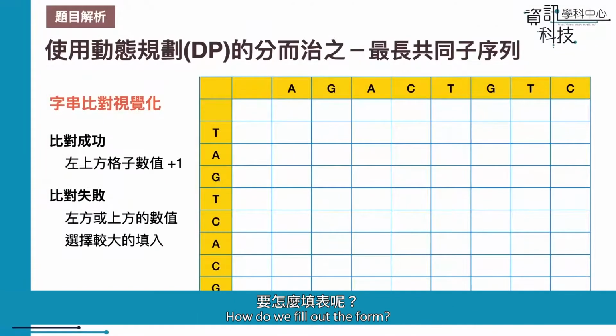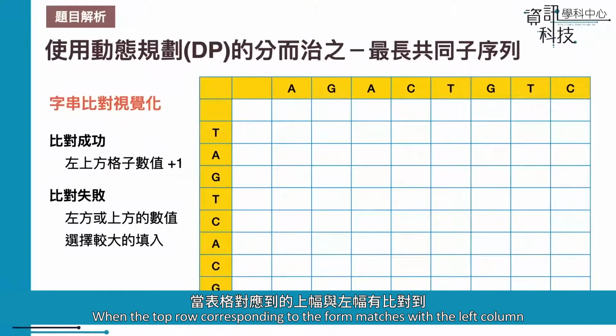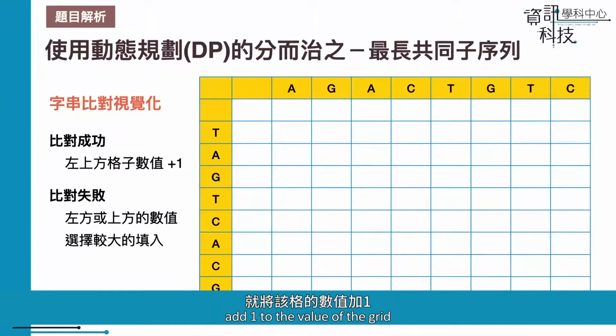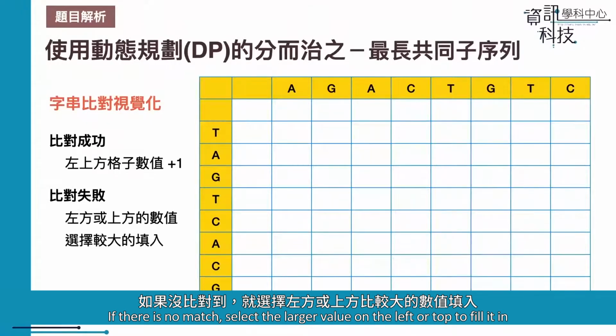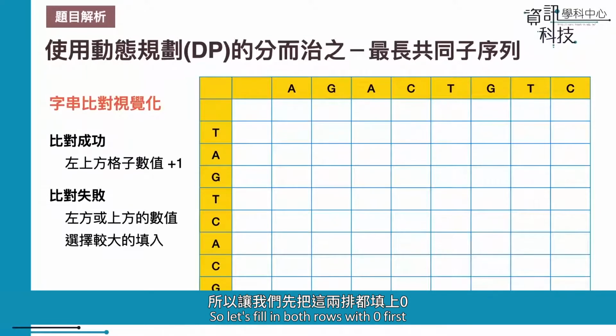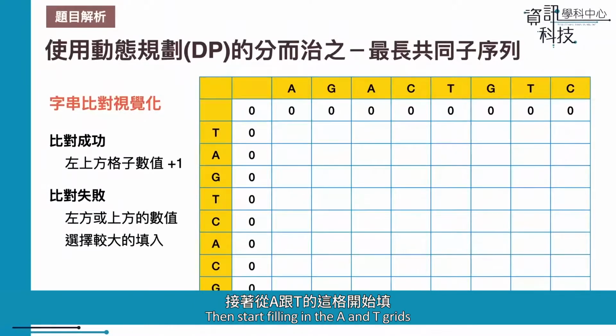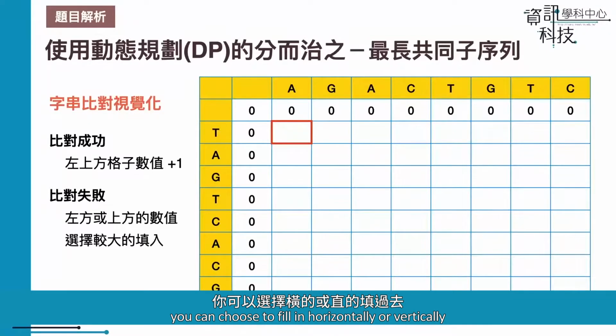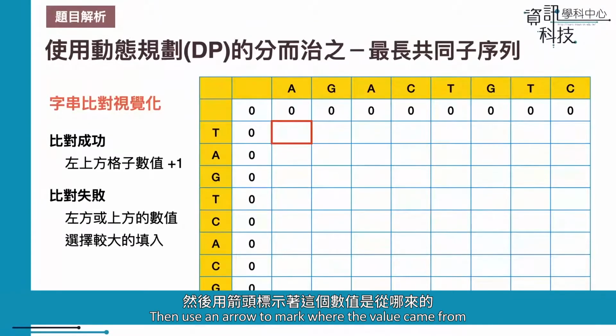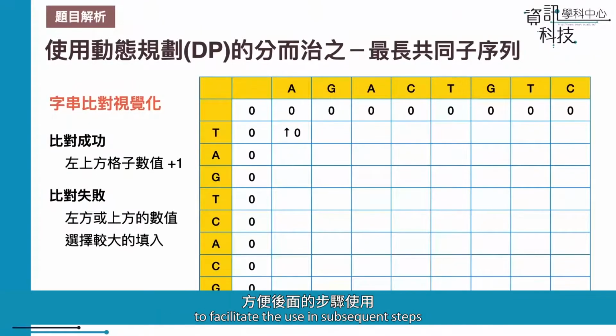How do we fill out the form? When the top row corresponding to the form matches the left column, add 1 to the value of the grid. If there is no match, select the larger value on the left or top to fill it in. So let's fill in both rows with 0 first because they have nothing to the left or above. Then start filling in the A and T grids. You can choose to fill in horizontally or vertically. Then use an arrow to mark where the value came from to facilitate the use in subsequent steps.